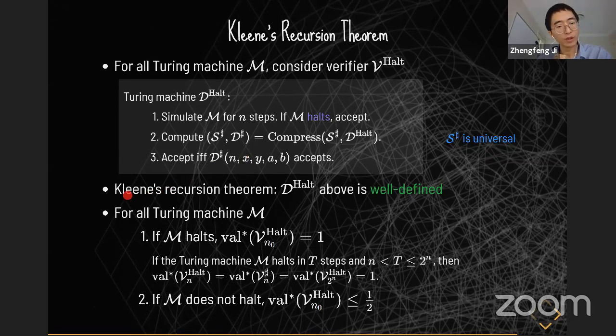So Kleene's recursion theorem is used here because we are defining a Turing machine. While specifying the Turing machine, we use its description, and it's maybe counterintuitive, but that's allowed by Kleene's recursion theorem. So the Turing machine D-hat is well defined.